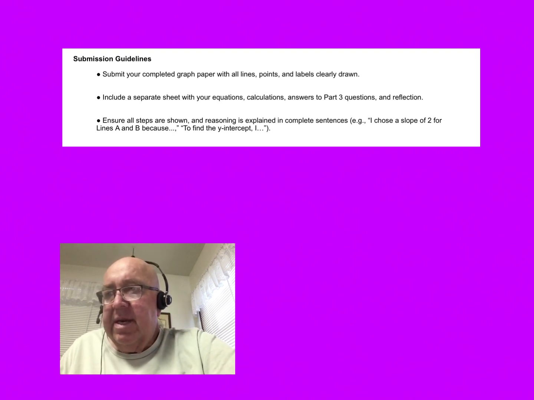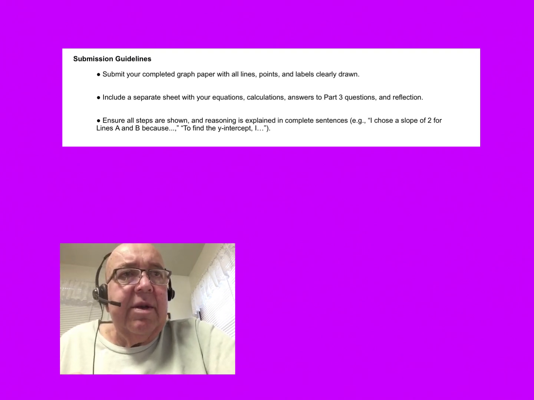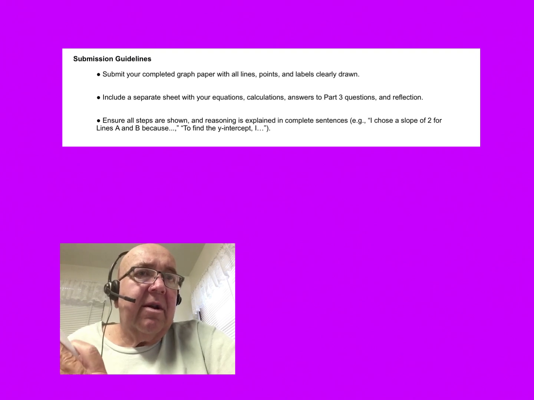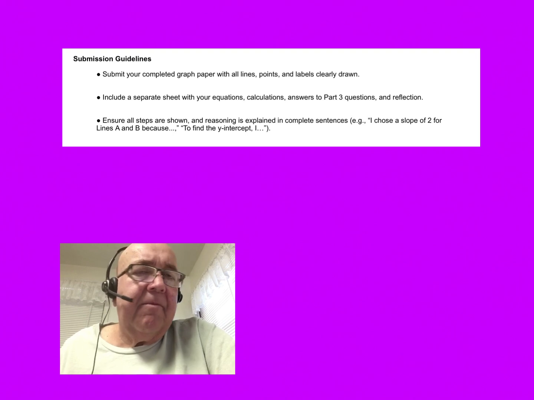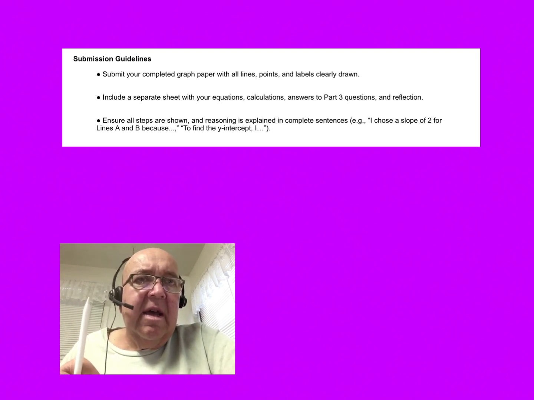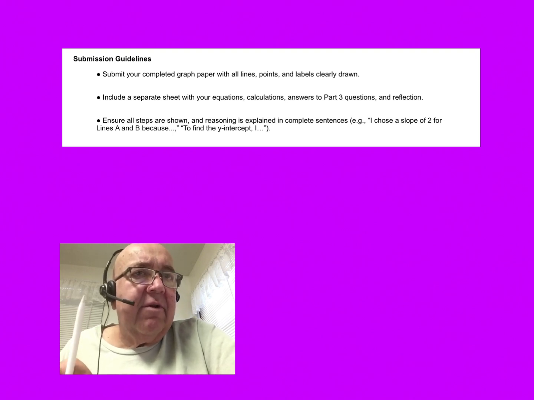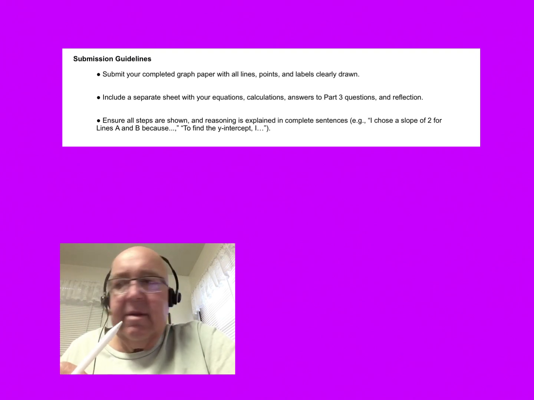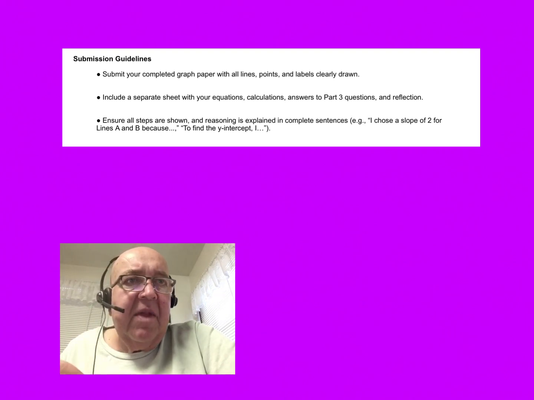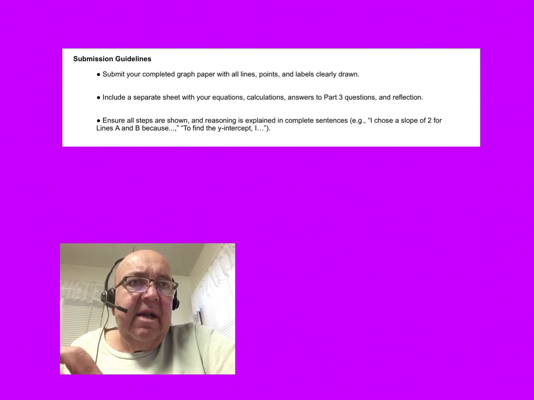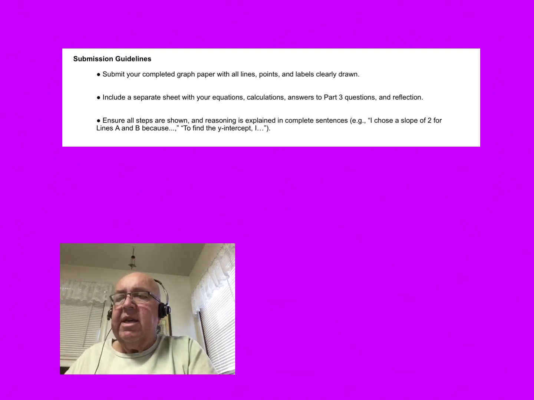Finally, as you submit, you're going to turn in your graph paper with all lines, points, and labels clearly drawn. Be meticulous and neat. That's one of the things that we're trying to work on. Include a separate sheet for your equations, calculations, and reflection and part 3 questions, or the evaluation questions. And really think of this as how does it apply to something else, and you should be okay.